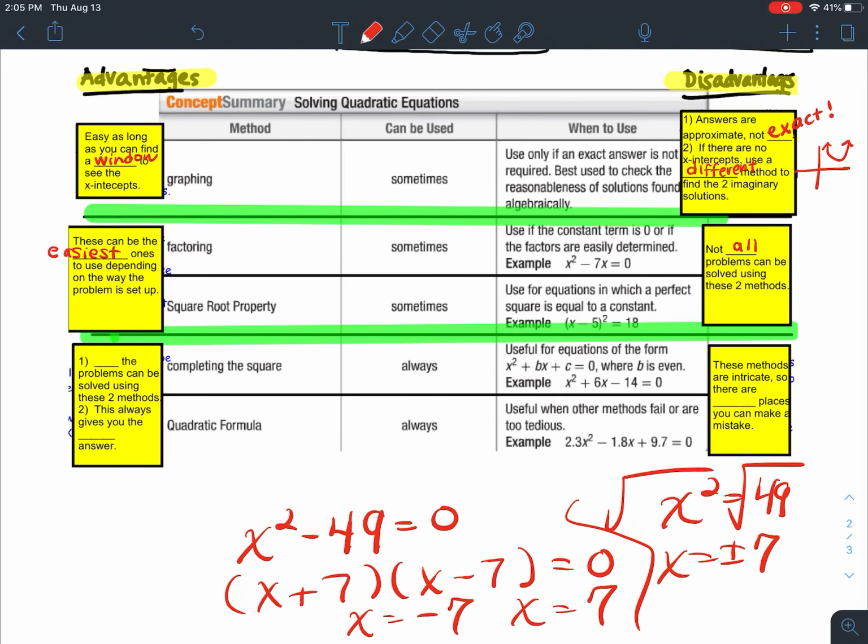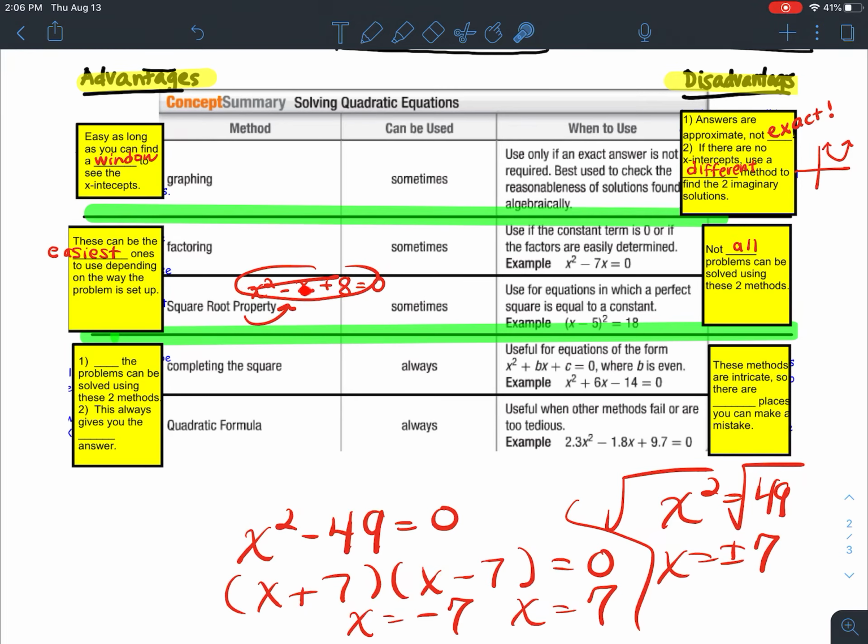The disadvantage is that not all problems can be solved using those two methods. There are some problems that you can't factor, like you get to the X puzzle and there isn't something that would work. That usually is an indication that your solutions are imaginary and you want to dip down to trying one of these two.